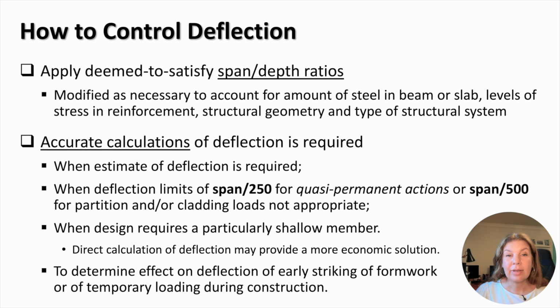In certain cases, accurate estimations of deflections are required. This includes situations where the deflection limits of span divided by 250 for quasi-permanent actions or span divided by 500 for partition and/or cladding loads are not appropriate. When design requires a particularly shallow member, direct calculation of deflection may provide more economical solutions. The deflections are also calculated for early striking of formwork and for temporary loading during construction.